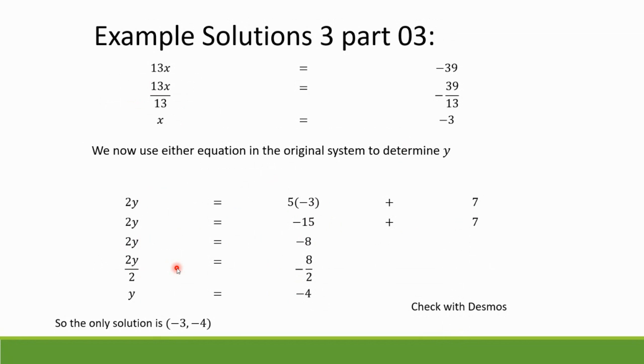As you can see. Now that y is negative 4, now we're done because now we know what x and y are. So x is negative 3, y is negative 4. And that's our solution.